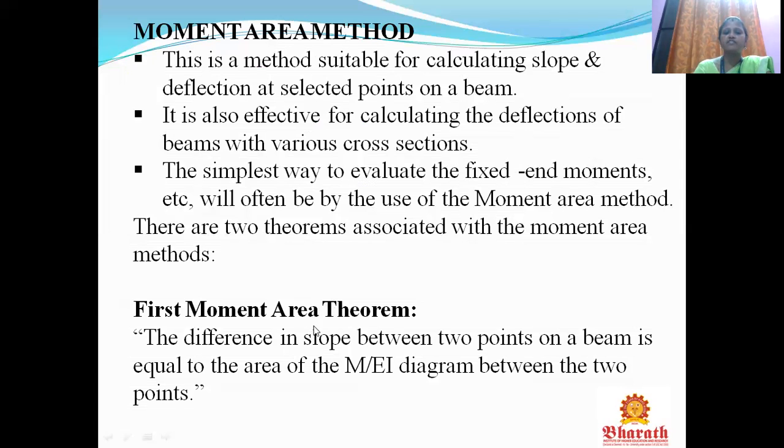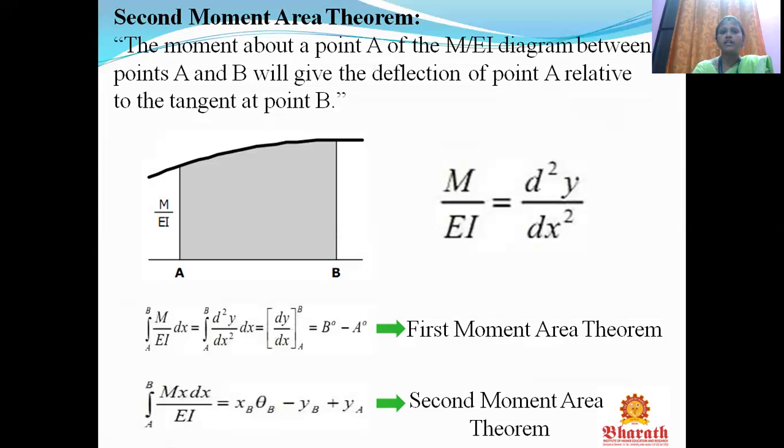Next is the first moment area theorem. The first moment area theorem states that the difference in slope between two points on a beam is equal to the area of the M by EI diagram between the two points. This is the definition of the first moment area theorem. Next we are going to see the second moment area theorem.